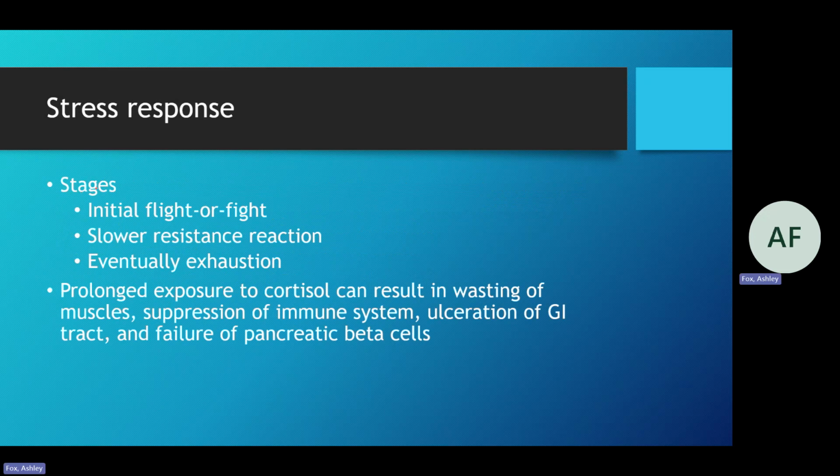So we have 3 stages to our stress response. The initial fight or flight. So you imagine this is going to have to do with your sympathetic nervous system. So you're going to see epinephrine is going to be a major one, norepi too.